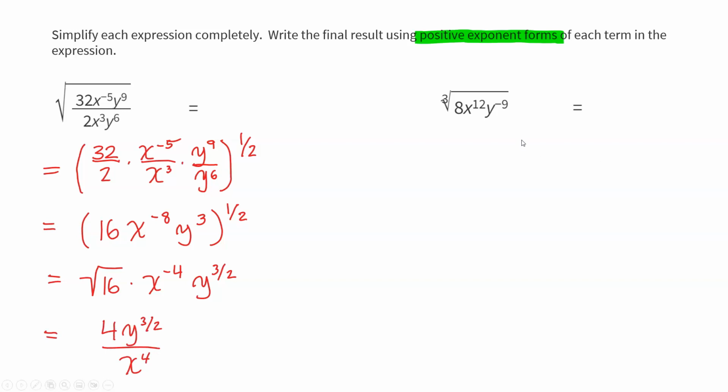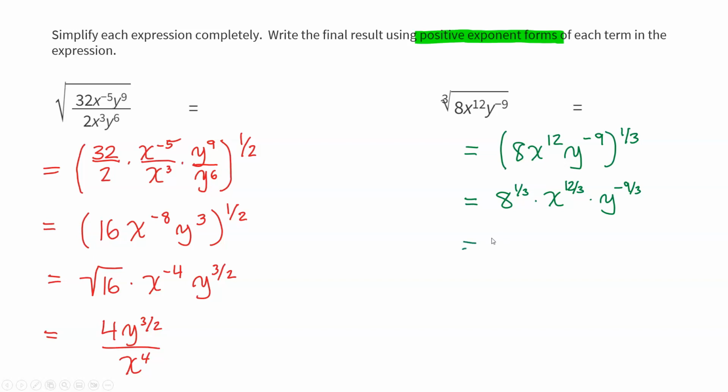For this one here, what's inside the radical is pretty much simplified as it is. So change the cube root into a 1/3 power, and then each one of these is going to get raised to the 1/3 power. Now, keeping in mind that taking 8 and raising it to the 1/3 power is the same thing as doing a cube root, and 8 is a perfect cube. So if you do the cube root of 8, you do get 2. Here you're going to have 12 divided by 3, or 4. Negative 9 divided by 3 is going to give you a negative 3. So you have 2x to the 4th, y to the negative 3.